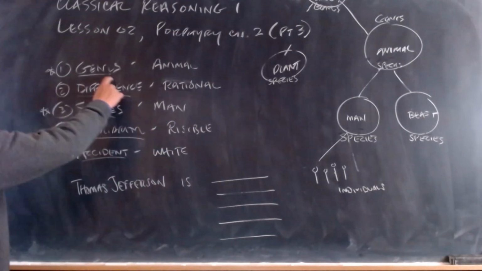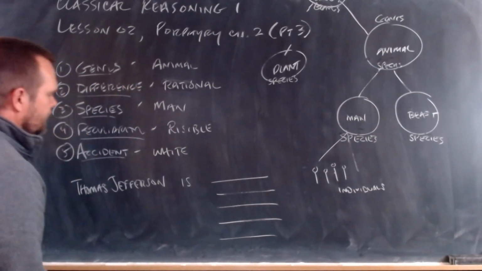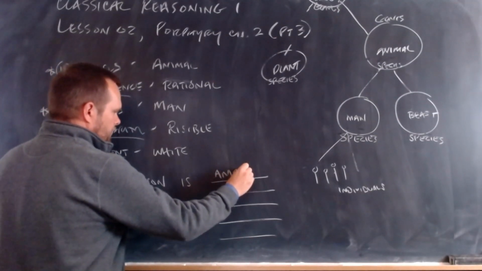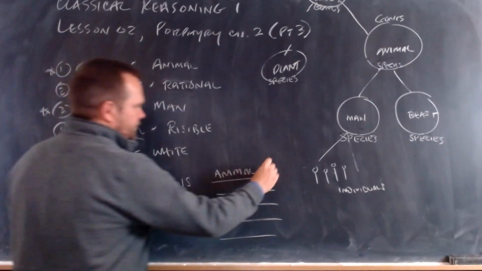The first thing we can do is identify his genus. And the genus of Thomas Jefferson would be: Thomas Jefferson is animal. Or you could say is an animal. That would be his genus.